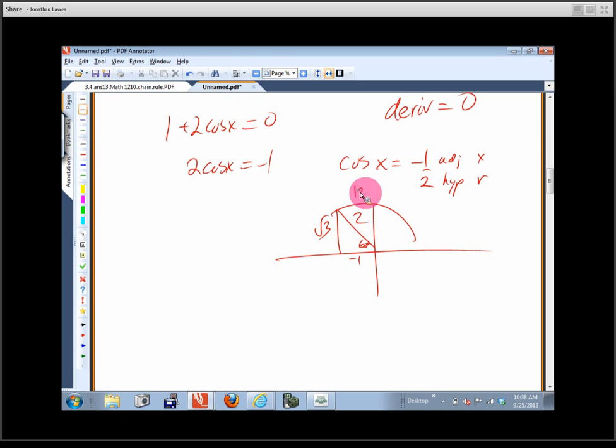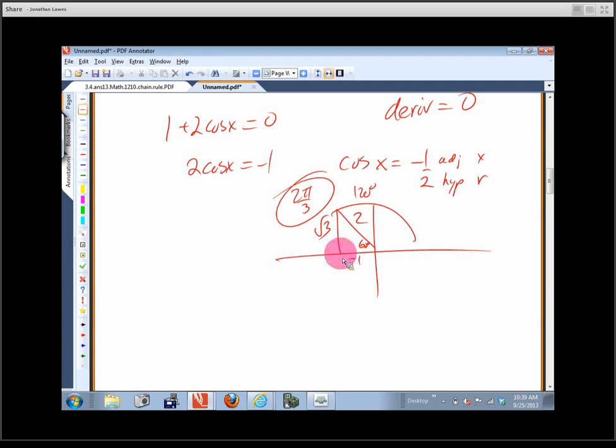120. But we certainly wouldn't answer in degrees. Again, calculus is all done in radians. If you do it in degrees, my gosh, it's an absolute nightmare. So this is going to be 2 pi thirds. That's one answer. Is that the only answer? It's not the only answer.